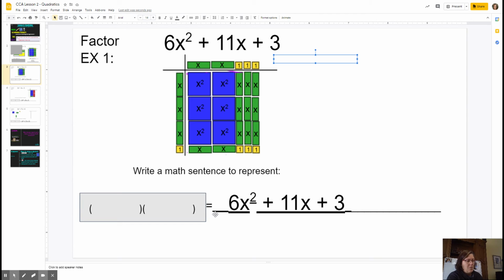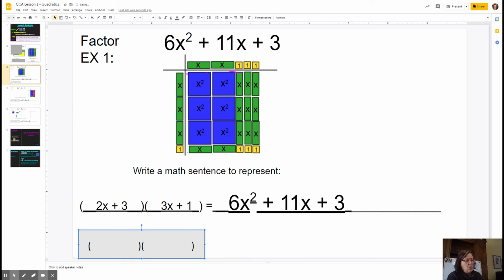It's a math sentence, so a math sentence has this equal sign. You're going to count, and it doesn't matter which order you do the ones on the top versus the one on the side, because we know that multiplication is commutative, meaning you can switch the order and it'll still give you the same answer. So as I'm counting this, I've got 3 X's plus 1, and I've got 2 X's plus 3. So I can write that math sentence with the factored form, 2x plus 3 times the quantity of 3x plus 1.